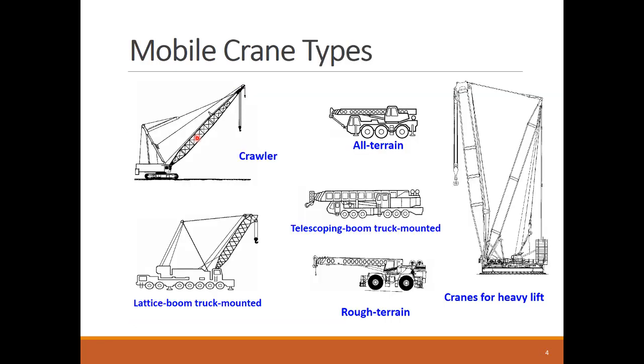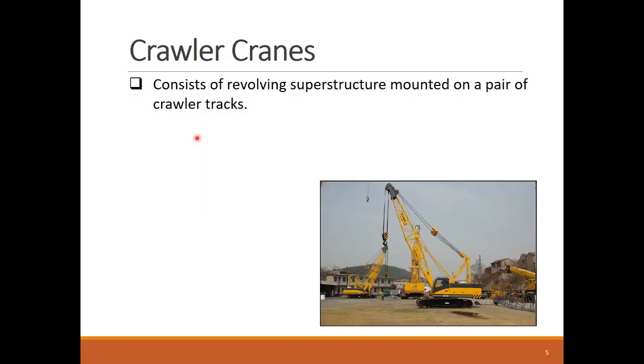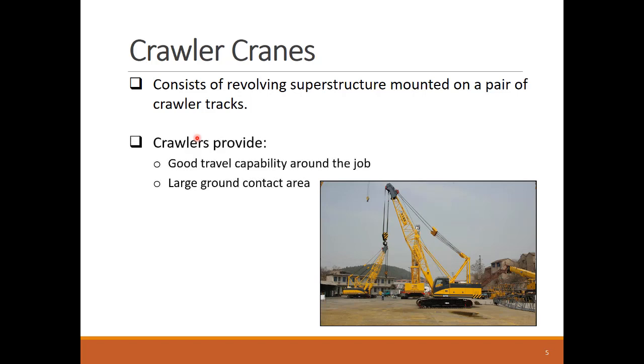Here are different types of mobile cranes. Let's learn about each one of them, starting with the crawler crane. Crawler cranes are one of the heaviest cranes and are mounted on crawling tracks, which provide them great stability and good mobility in rough sites.